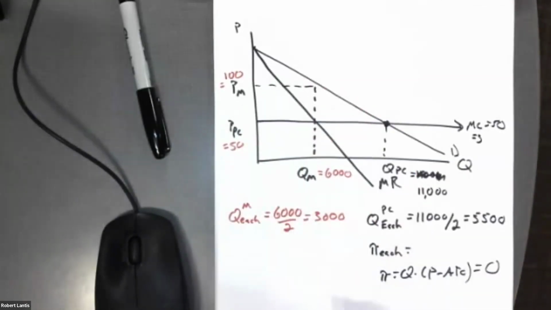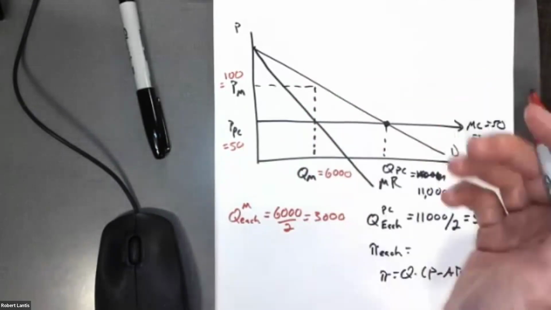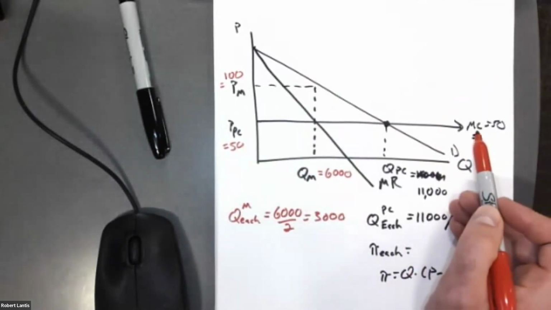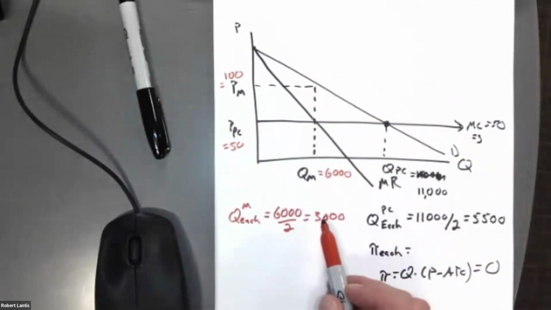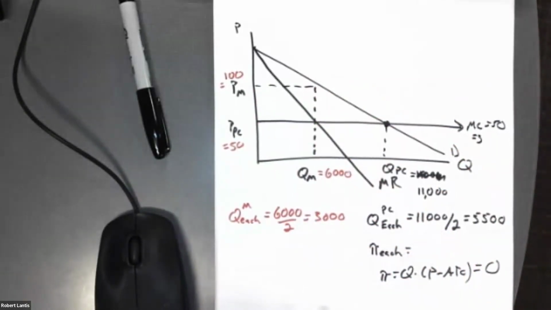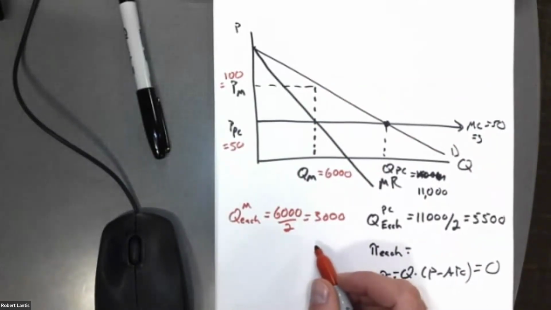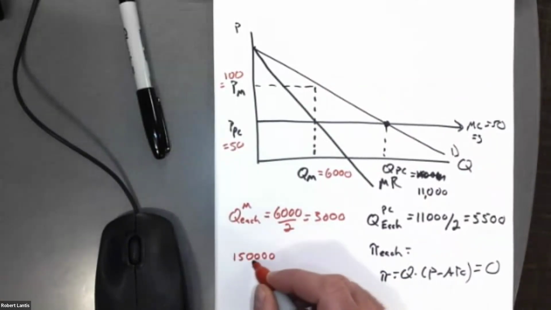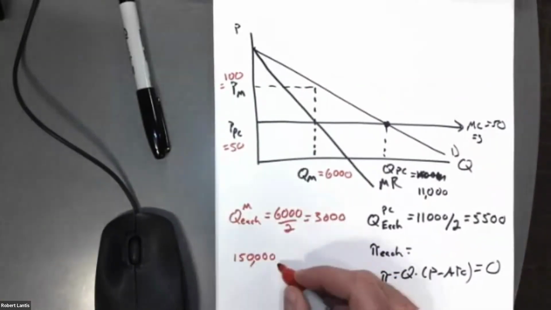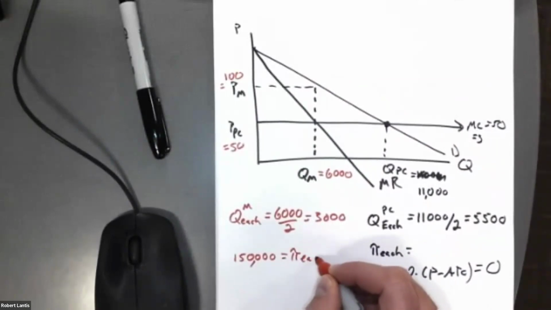Now, as a result, what are profits? Well, we could calculate them, right? The difference between price and average total cost, which with constant marginal cost would just be our marginal cost. So 50 times what? 3,000. That should be our monopoly profit. So 50, well, I'd have 4 zeros and a 15. So 15, 1, 2, 3, 4, 150,000 should be the profits of each firm.